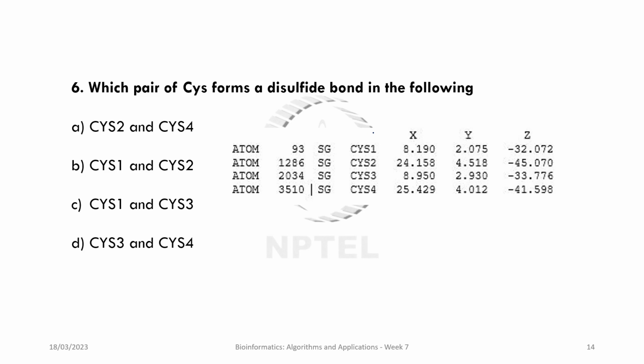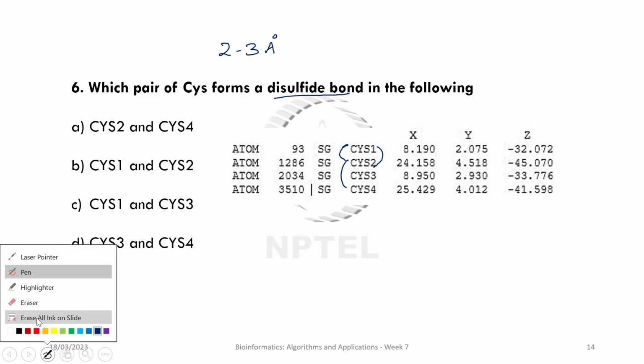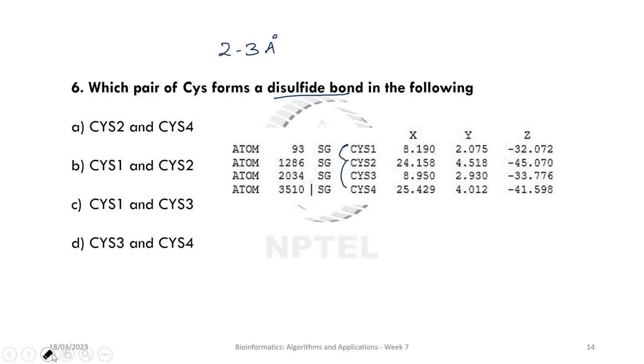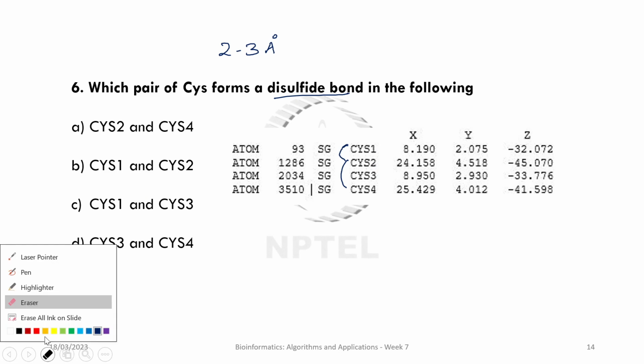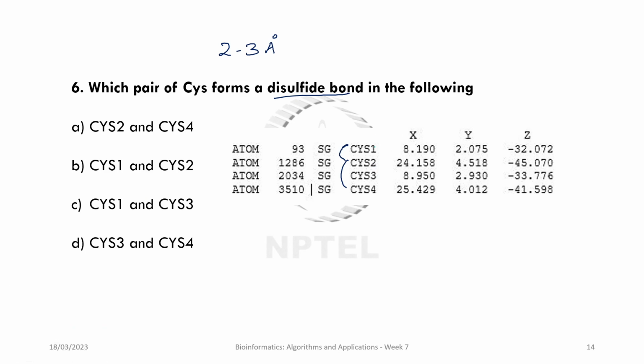Which pair of cysteines form a disulfide bond in the following? So initially we had seen that you need a 2 to 3 angstrom distance for a disulfide bond to form. So the options given are option A, cysteine 2 and 4, option B, 1 and 2, option C, 1 and 3, and option D, 3 and 4.